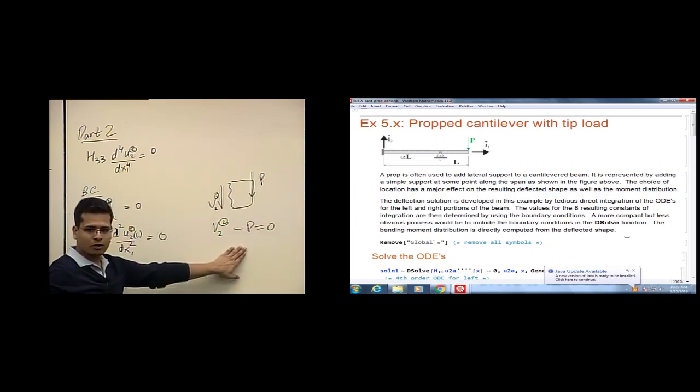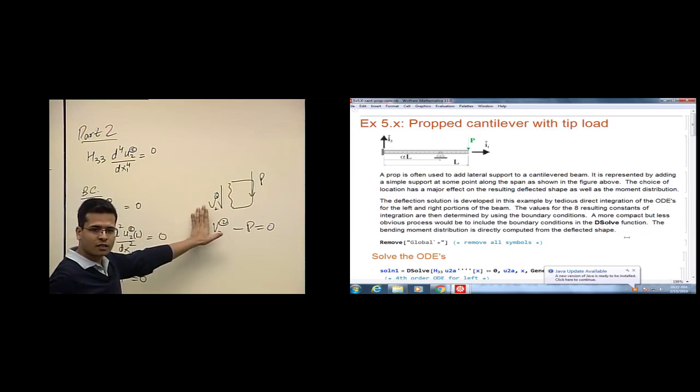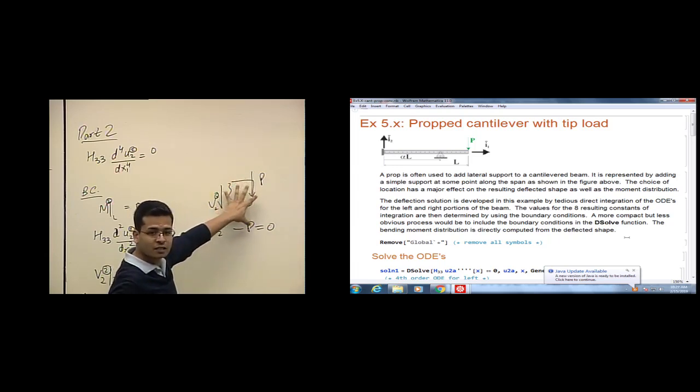Wouldn't it be plus P if they're both in the same direction? If the load was upwards, you would put it plus P. If you consider shear force on the left side of the slice, then this is positive downwards, right? So positive downwards, positive sign, minus P, 0. Because P is on the right side of the slice. You are doing equilibrium on the slice.